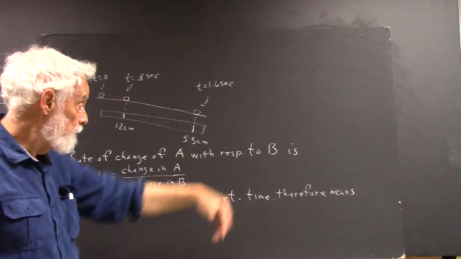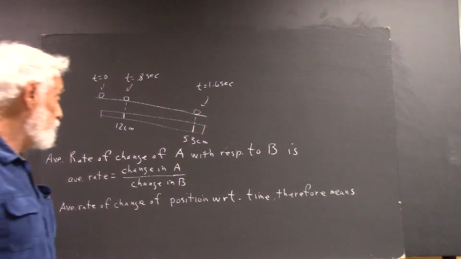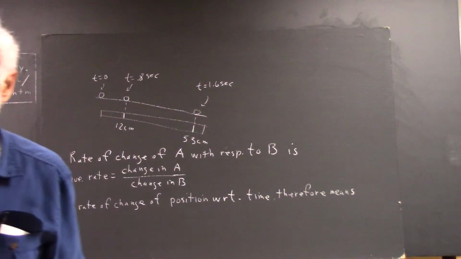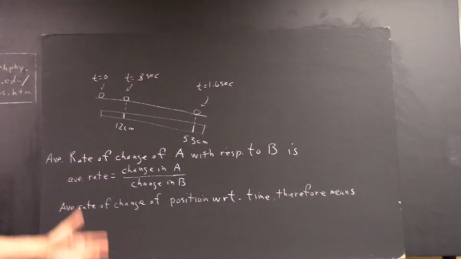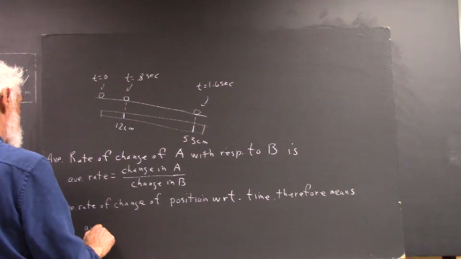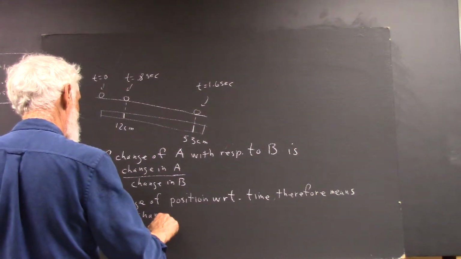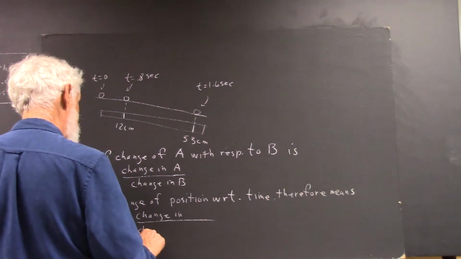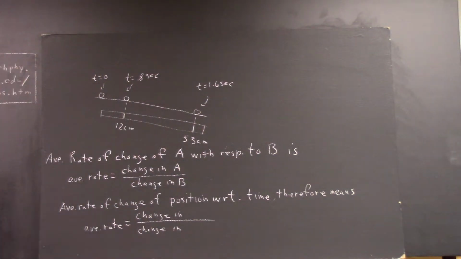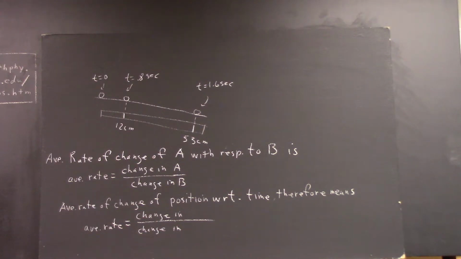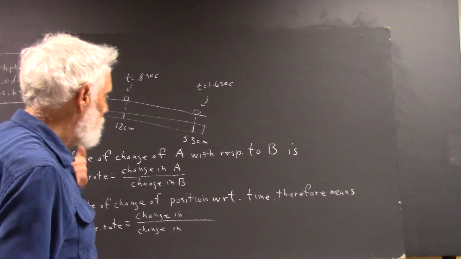So, if the average rate of change of A with respect to B is change in A divided by change in B, what's the average rate of change of position with respect to time? Ignore the numbers here, just what do we mean by the average rate of change of position with respect to time? What does the definition tell us the average rate is? Well, it's change in something divided by change in something else, right? What's this something and what's this something? Let's not talk about the numbers yet. Let's just talk about words.